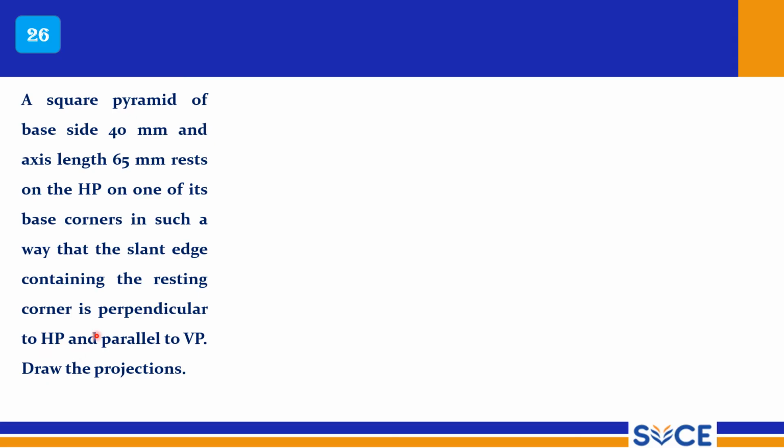In the earlier case, the slant face we kept perpendicular to HP and drew the projections. In a similar way, we are going to do it here. The only difference is the slant edge is perpendicular to HP, so we are going to make it stand on the slant edge. That is the only difference between the earlier problems and this problem. So it is easy to solve.